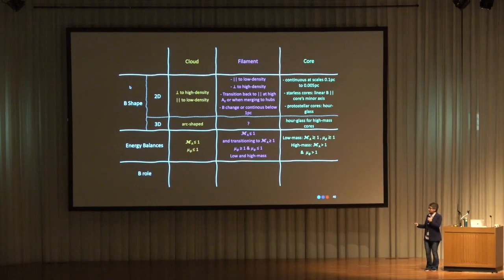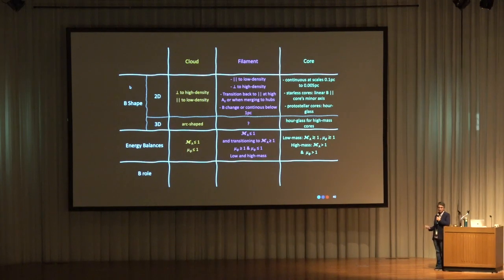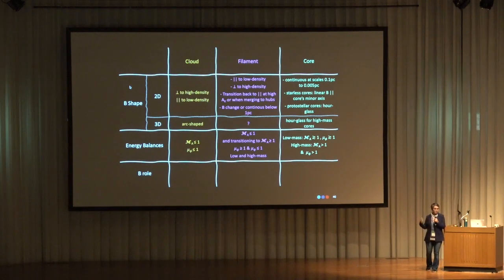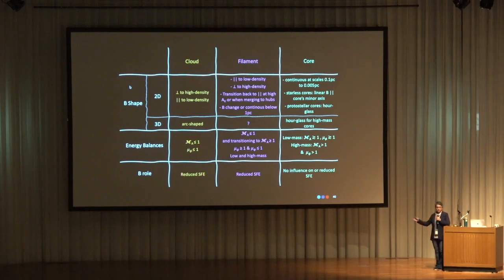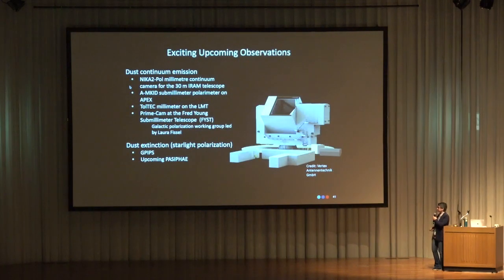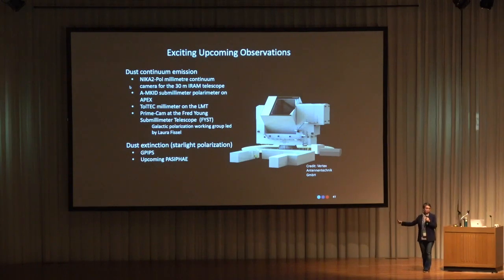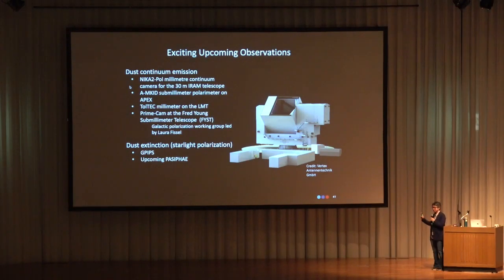When comparing the energy balances at the cloud scale, the system tends to be sub-Alfvénic and subcritical. For filament scales, sub-, super-, and trans-Alfvénic and criticality have been observed. For low-mass cores, the system tends to be trans-Alfvénic and transcritical, and for high-mass cores, they're super-Alfvénic and supercritical so far. And in all these scales, the magnetic fields seem to reduce the star formation efficiency. Now, we'll need a lot more observations to quantify these better.